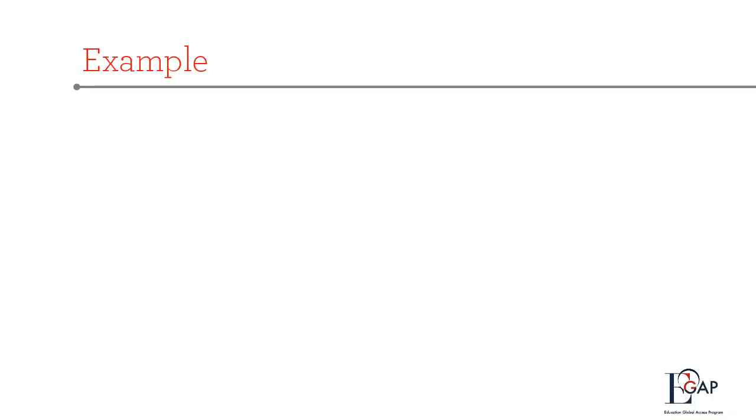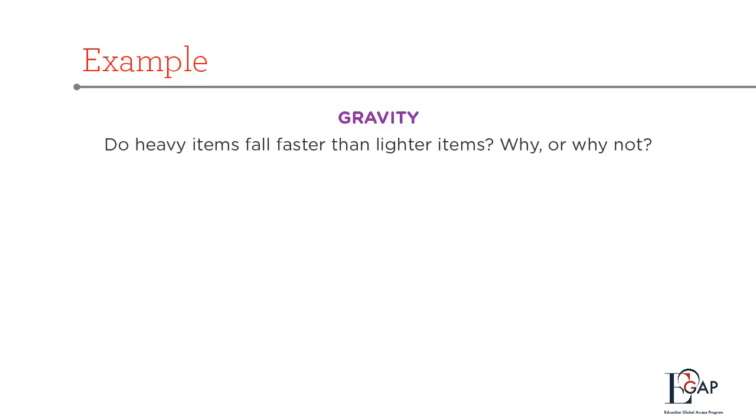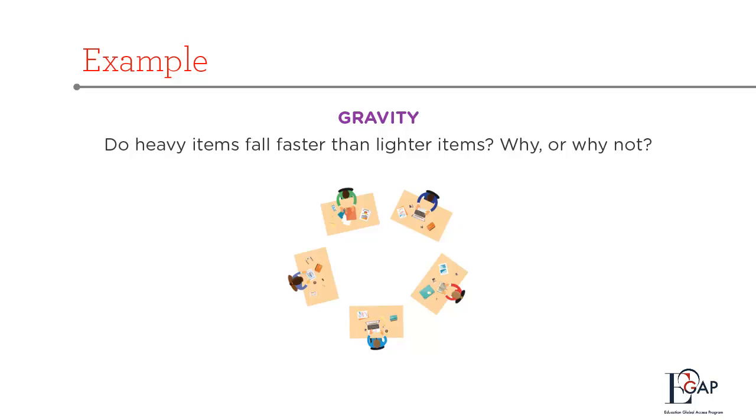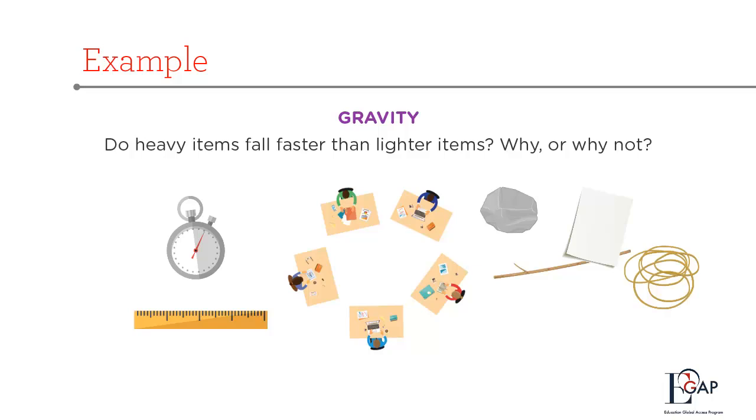Let's take a look at an example of a classroom where constructivist teaching is happening. In this scenario, the teacher is helping students learn about gravity. She has asked students to figure out an answer to these questions: Do heavy items fall faster than lighter items? Why or why not? As we look in the room, we see 30 students divided into groups of 5 or 6 at different workstations. Each workstation has a stopwatch, as well as a ruler, a rock, a twig, a piece of paper, a rubber band, a coin, and a dollar bill.